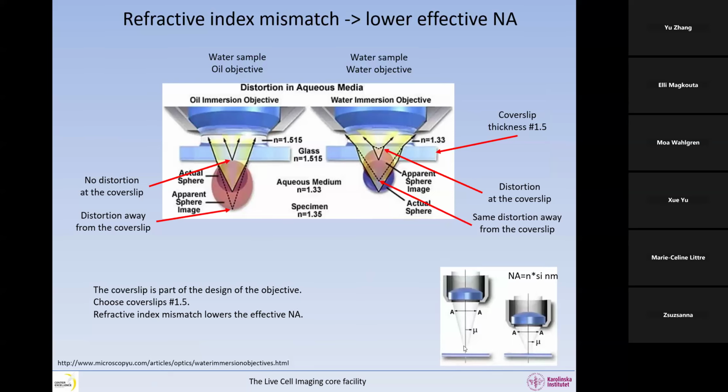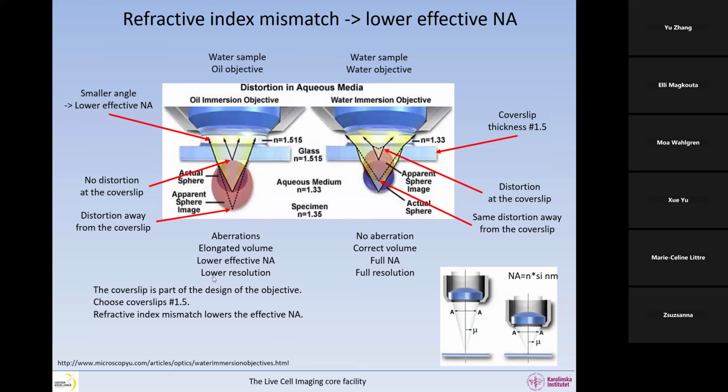And this is the reminder of what the numerical aperture is. It is related to the angle of the cone of light that comes into the sample. So if we reduce the cone, we reduce the numerical aperture. So we have a lower effective numerical aperture. In the case of a mismatch, we have aberrations, elongated volume, because the refractive index increases over the emission light. And then we have a lower effective NA, and therefore we have a lower resolution.